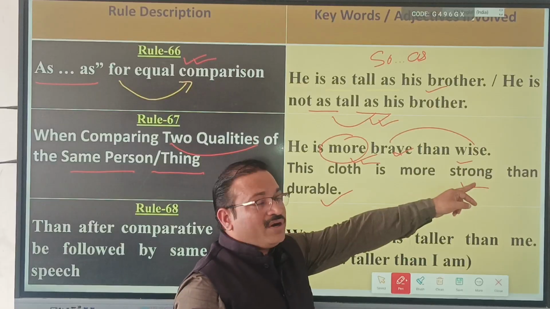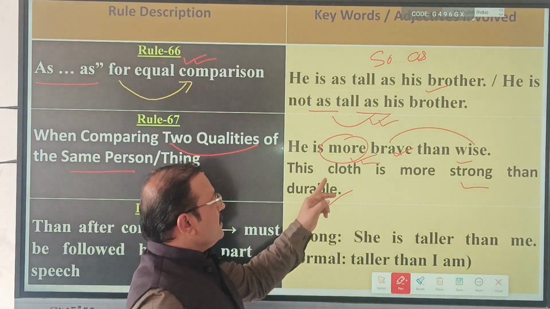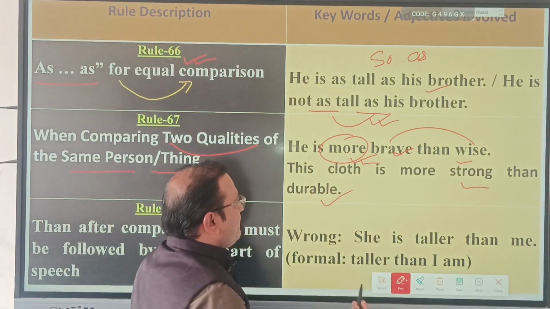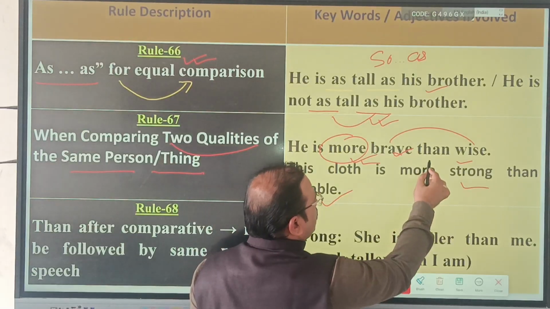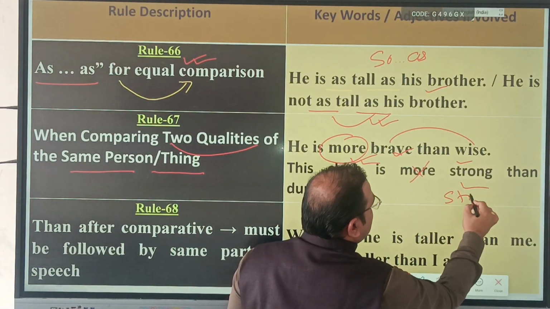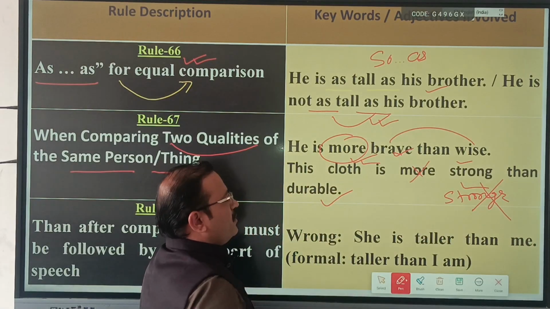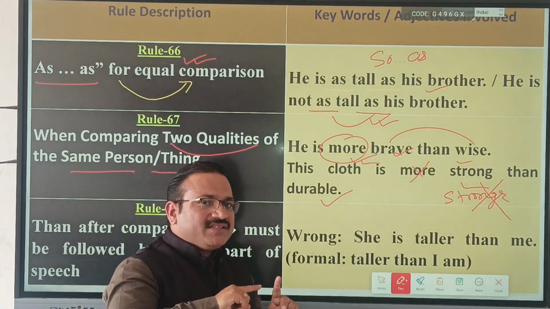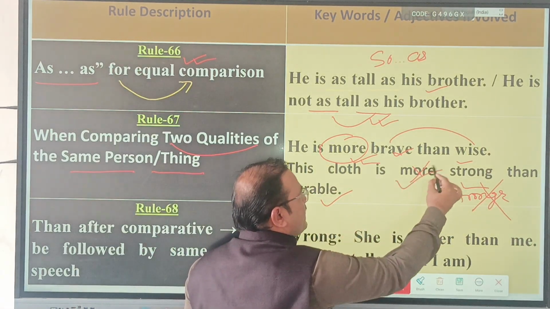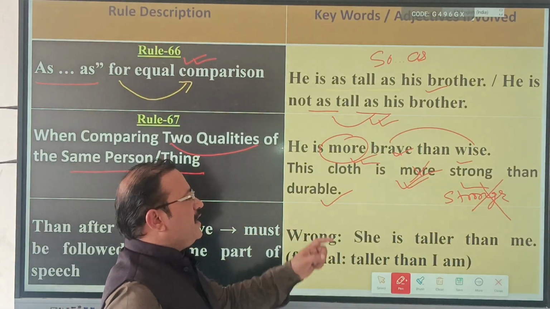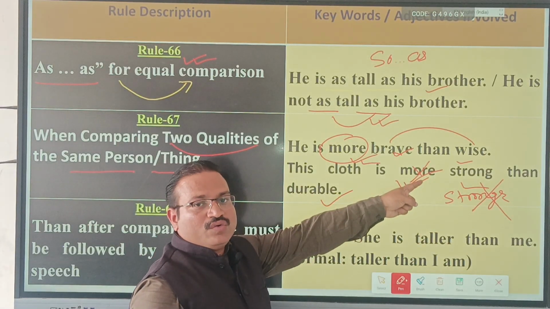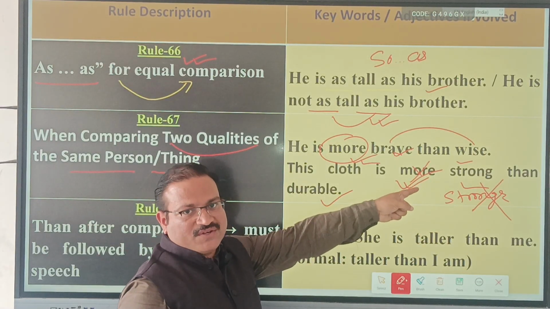Two qualities being used. So what we are using? More, not stronger. So if in exam, what they will give you? This cloth is stronger. Wrong. Stronger than durable. No. Because comparison is being made in the same person, same thing, then we shall use more wala comparison. Yes or no?